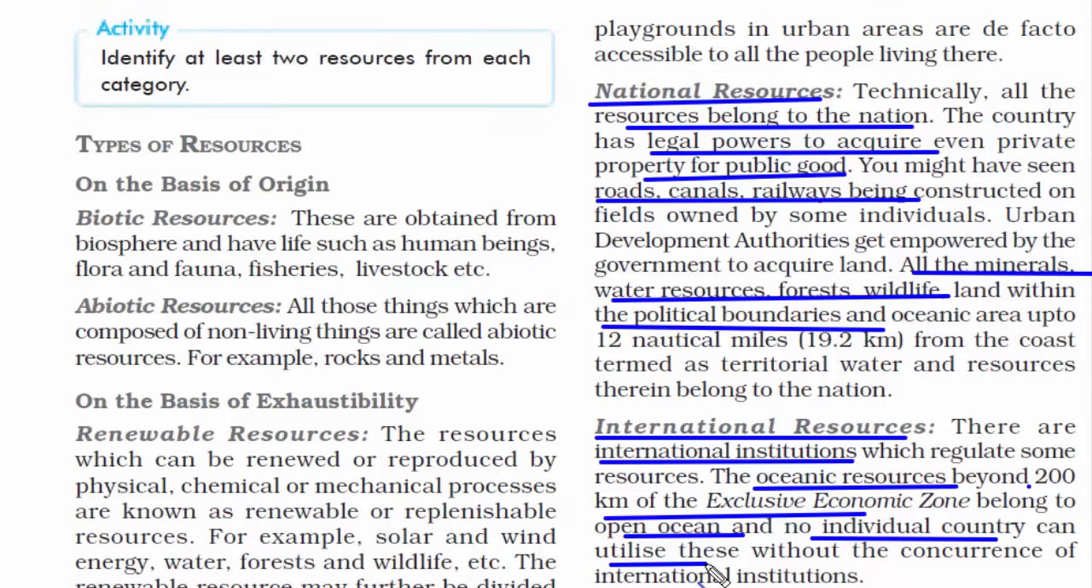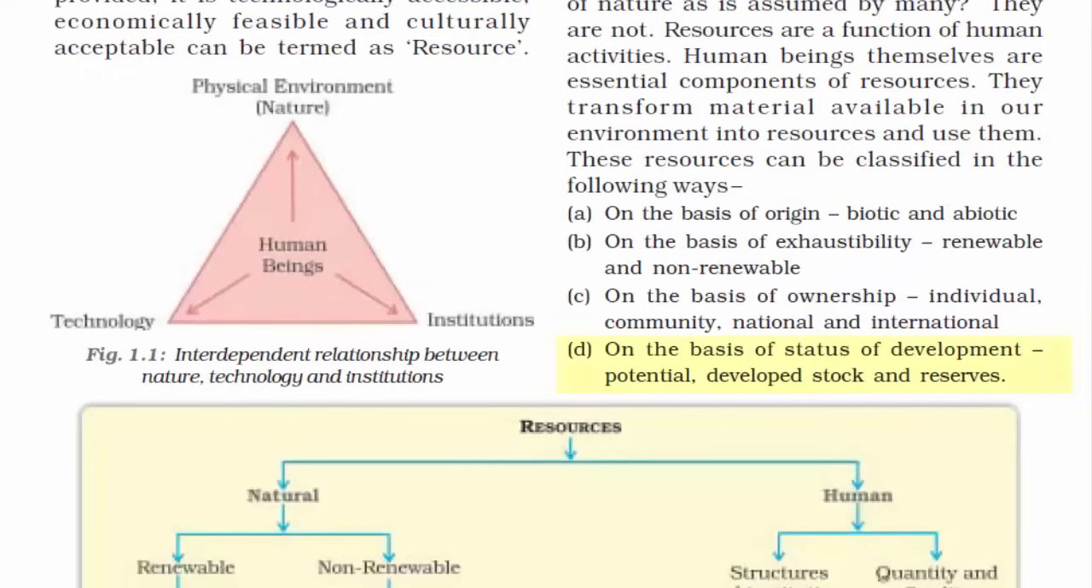That's why when a big ship passes by a country's border that is within the 200 km limit, that particular country has the right to stop it, check it, or check for legal matters associated with it. But if that ship is beyond the 200 km radius, nobody can stop them because they don't have any jurisdiction. They can flow freely on an open ocean. And the last classification is on the basis of status of development, that is potential, developed, stock and reserves.